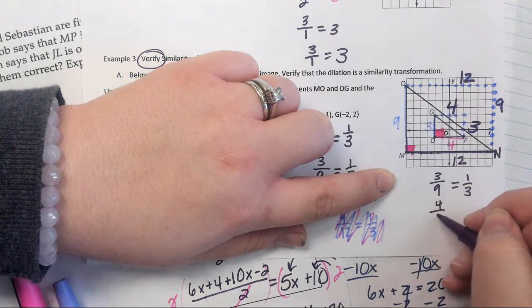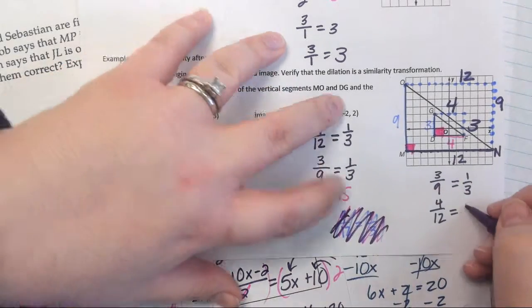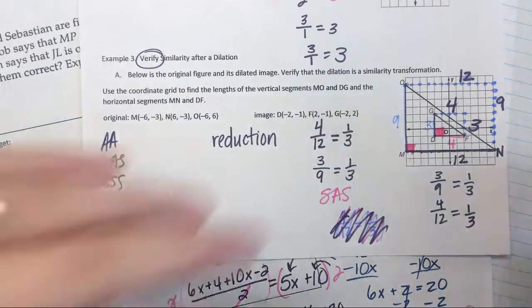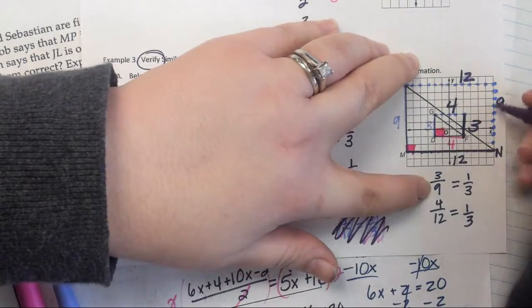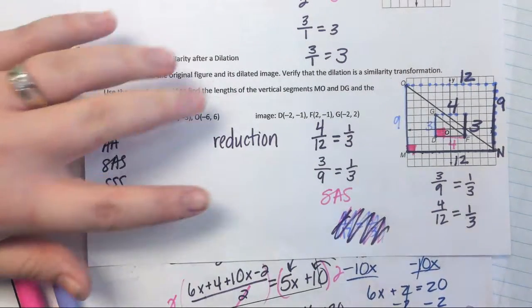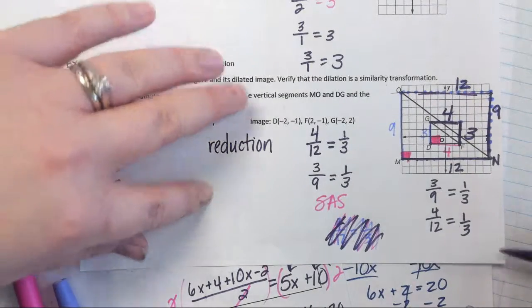Did you do 9 over 12? I did, it was wrong. That was me being wrong. I've been wrong before, I'll be wrong again. So if we want to compare, we went up 3, we went up 9. 3 over 9 is 1/3. We went over 4, we went over 12. 4 over 12, also 1/3.